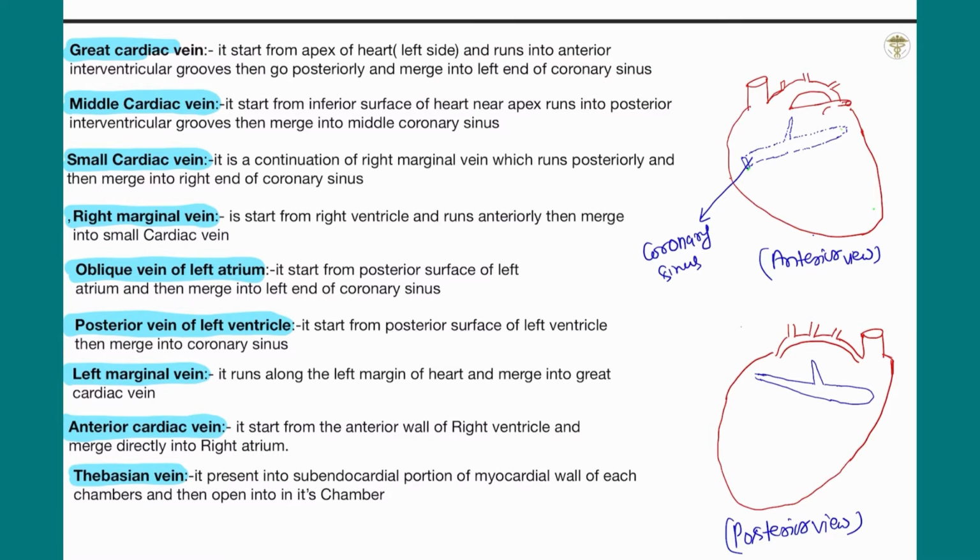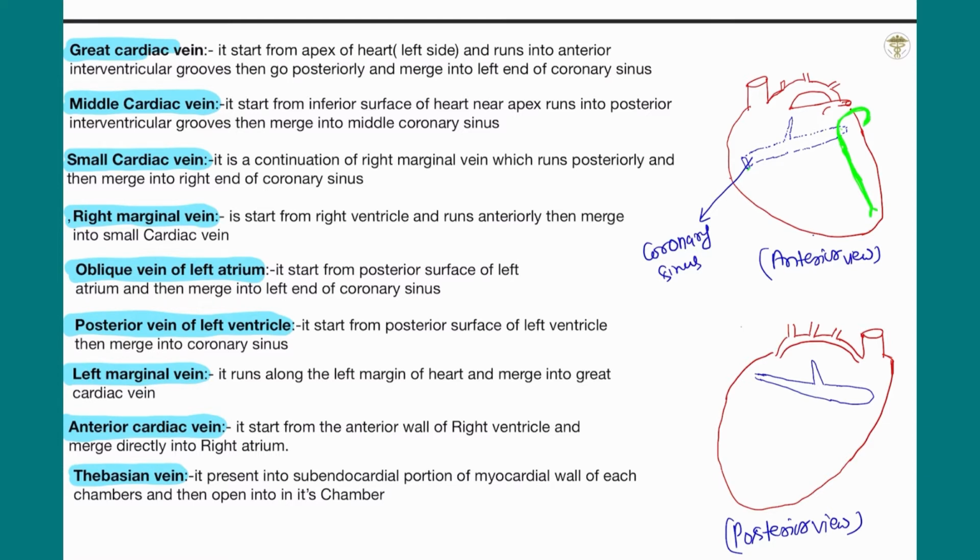I will make the diagram. This is part of the apex of the heart. So I will think that from here it starts, like this is the great cardiac vein. It starts from this position and runs in the anterior interventricular groove, then goes posteriorly.